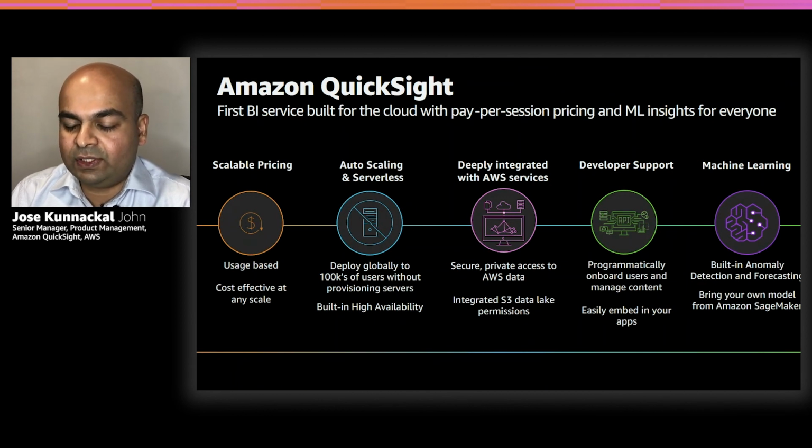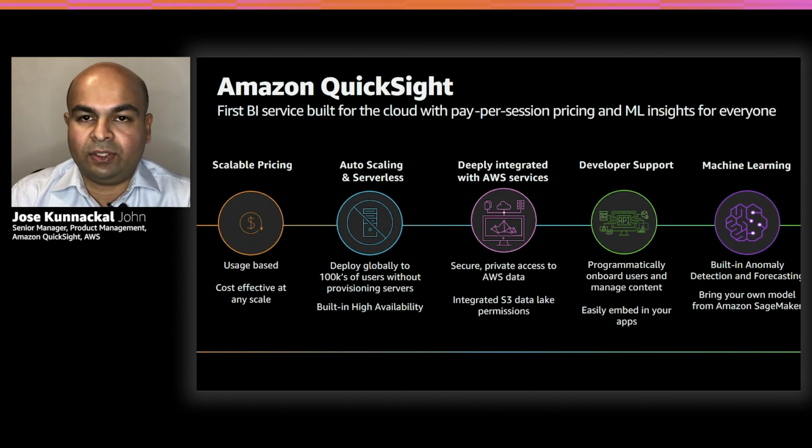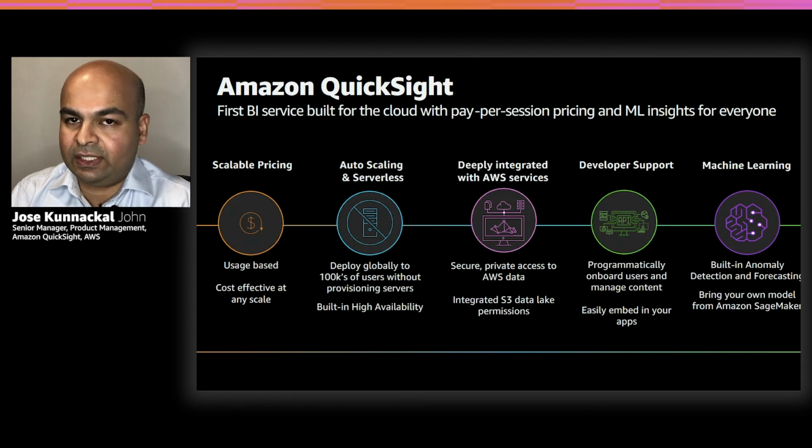So I want to leave you with this one slide, which talks about the key differentiators of QuickSight as a BI service, both for embedding and for end users of BI applications. So you've got scalable pricing, you've got usage-based, and it's cost-effective at any scale. QuickSight automatically scales and is serverless, so you don't have to do anything. We take care of the heavy lifting.